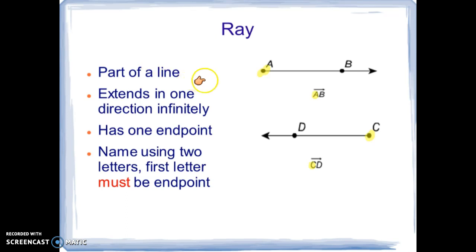A ray is another part of a line, but a ray has only one endpoint, and it goes infinitely in one direction. And when we name a ray, we name it starting always with the endpoint. So this would be ray AB. It could not be named anything else other than starting with the letter A and then some other point on the ray. And then this ray down here would be labeled ray CD. So again, you must start the name of a ray with its endpoint.